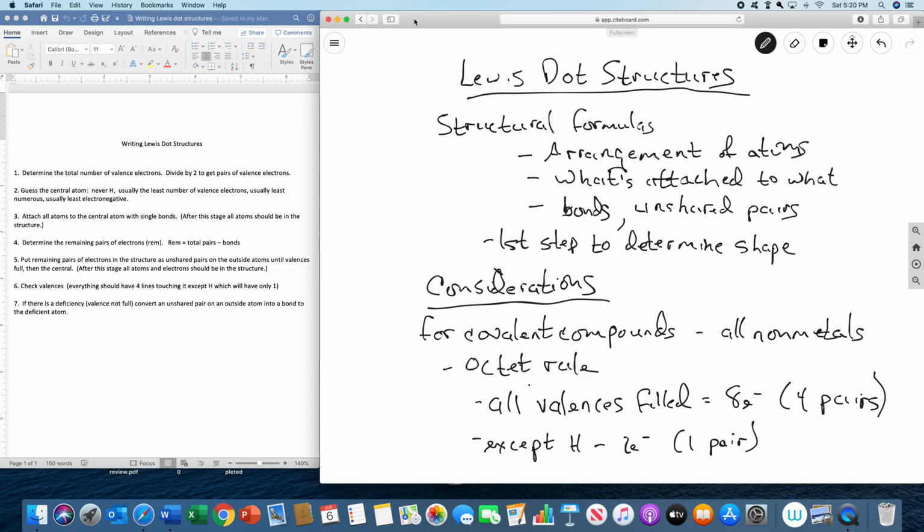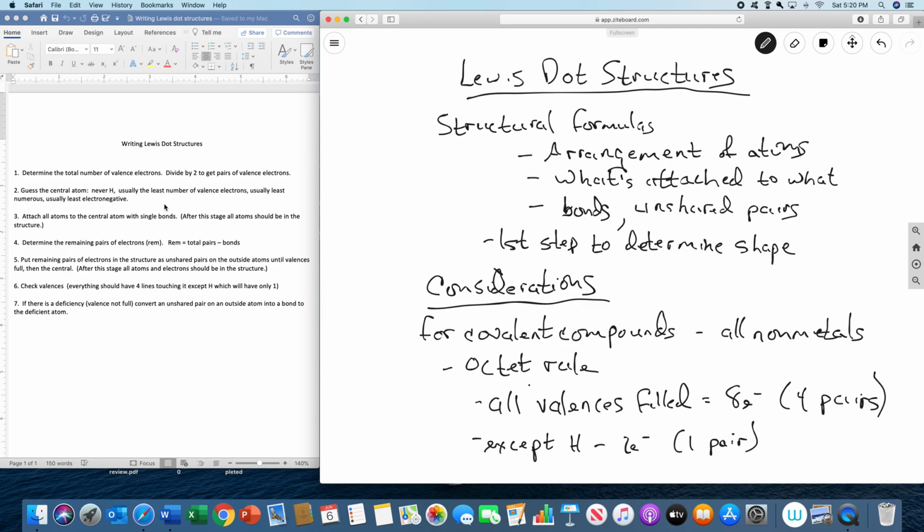I'm going to move this stuff over and try to make things as big as I can. Now some help: it's never going to be hydrogen. The reason it won't be hydrogen is if you're in the middle, you have to be attached to at least 2 things. And for each thing you're attached to, that's going to be a pair of electrons. If you're attached to 2 things, that would be 4 electrons. Hydrogen can only have 2. It usually is the element that has the least number of valence electrons, usually the least numerous, usually the least electronegative. Electronegativity is attraction for electrons, so the least attraction for electrons.